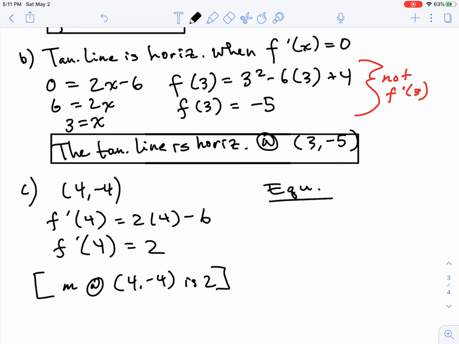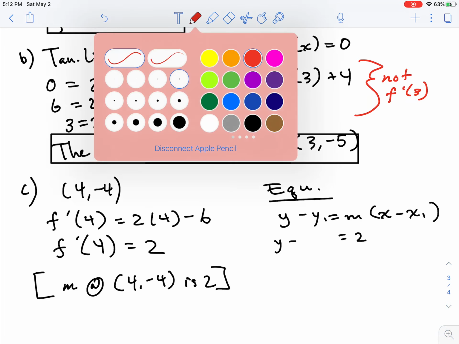So for our equation, let's just go ahead and use point slope form. It's probably going to be the easiest one. So we can say y minus y1 is equal to m times x minus x1. Okay. Well, what do we know? We know our slope. So let's go ahead and put that in.